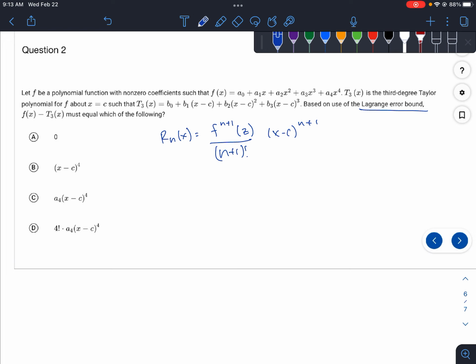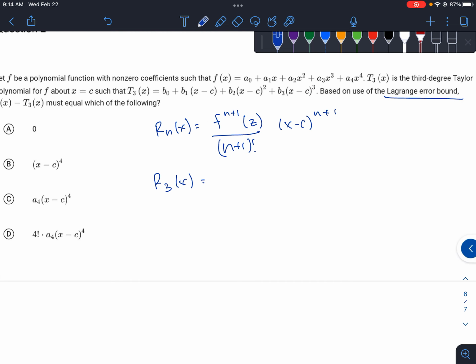That's what we're trying to find out. So we're using a third degree polynomial here, which means we're trying to find R sub 3. R sub 3 of x, so we're using 3 for n, which means we're going to take the fourth derivative and the fourth power, because we're only going to the third. After we truncate this polynomial, this is going to be the next term that comes after it. So this is going to be the fourth derivative at z divided by 4 factorial, times x minus c to the fourth power.